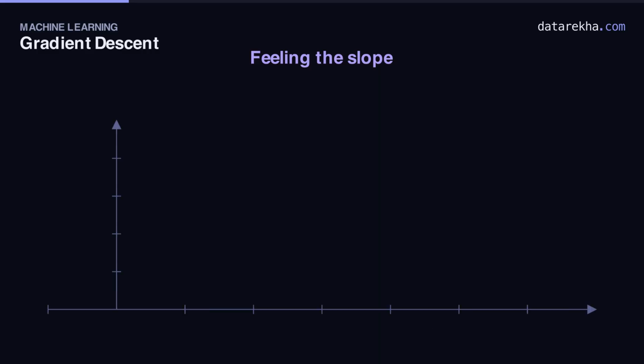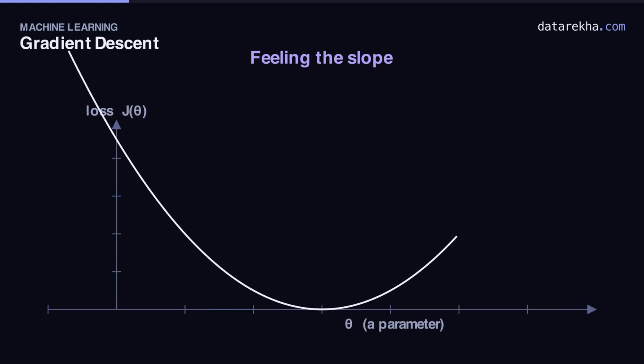Strip it down to one parameter, so we can draw the whole thing. Here is a loss curve. The horizontal axis is the parameter theta. The vertical axis is how wrong the model is. This particular valley is a smooth bowl with its lowest point at theta equals 3. Our goal is that bottom, the smallest possible loss. But the model can't see it.